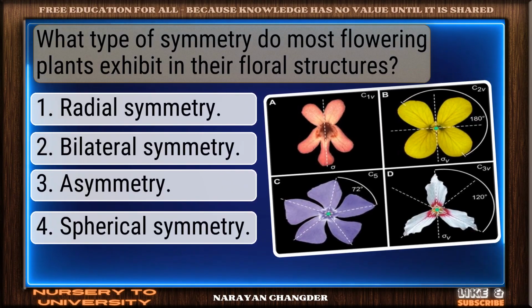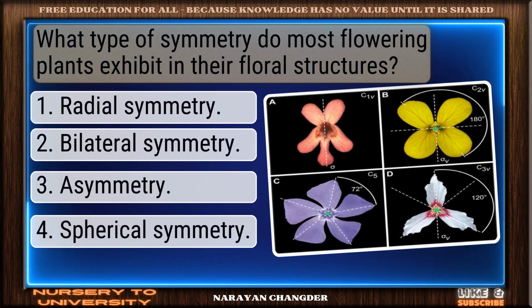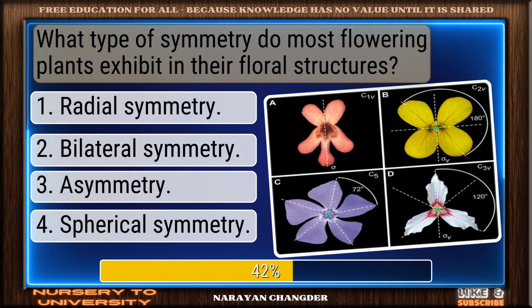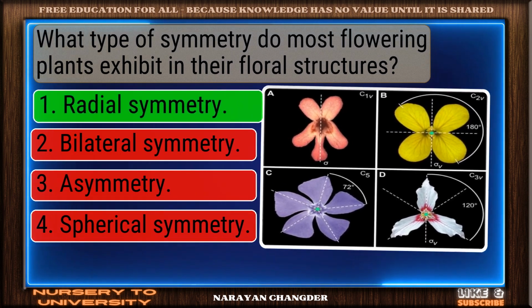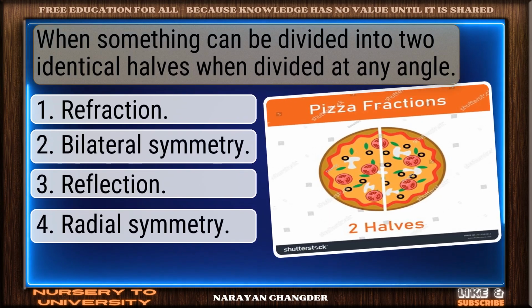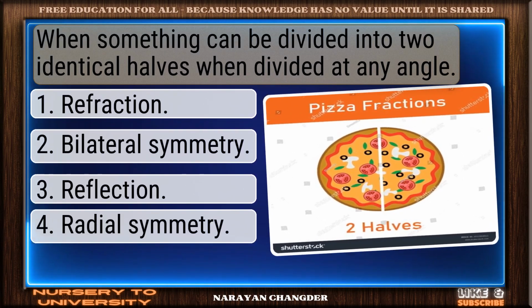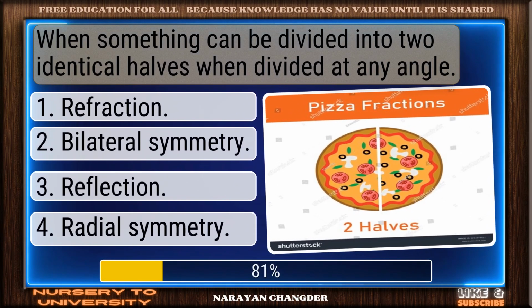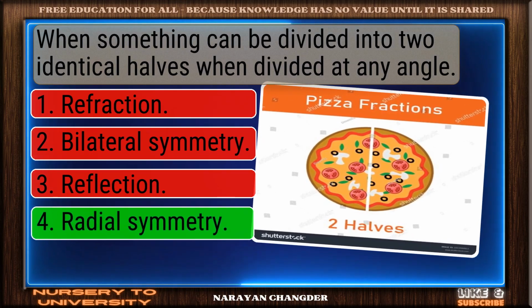What type of symmetry do most flowering plants exhibit in their floral structures? Well picked. Radial symmetry is the correct answer. When something can be divided into two identical halves when divided at any angle. You chose radial symmetry, and it is correct.